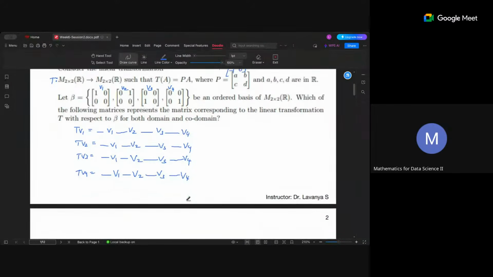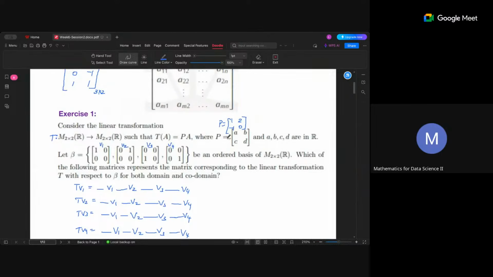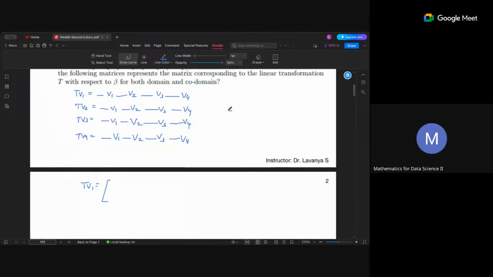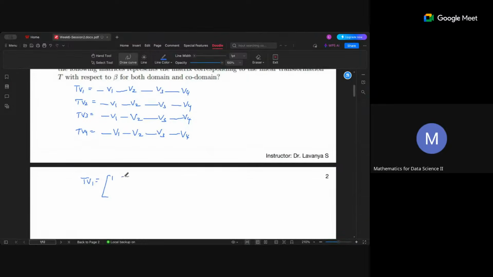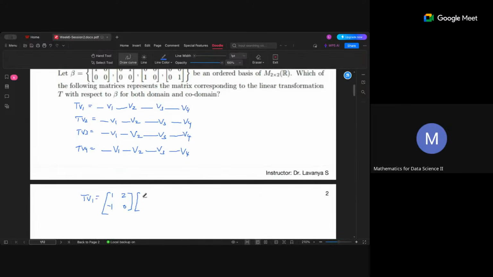Now, how are we going to find TV1, TV2, and so on? For TV1, what is the formula given to us? It is P times V1. What is this P? We have considered it as [1, 2; -1, 0], multiplied by our V1, which is [1, 0; 0, 0]. So you do this matrix multiplication. Similarly, do the matrix multiplication for all the matrices.